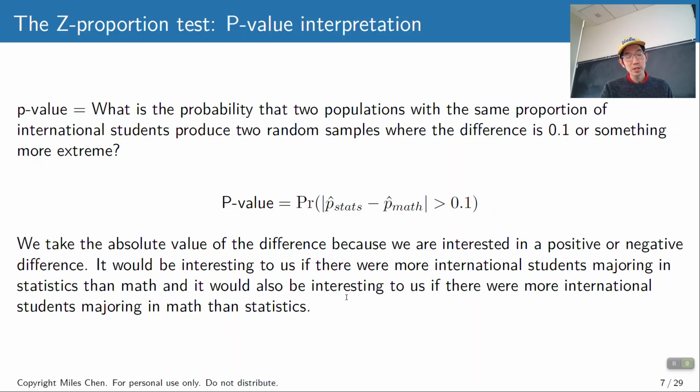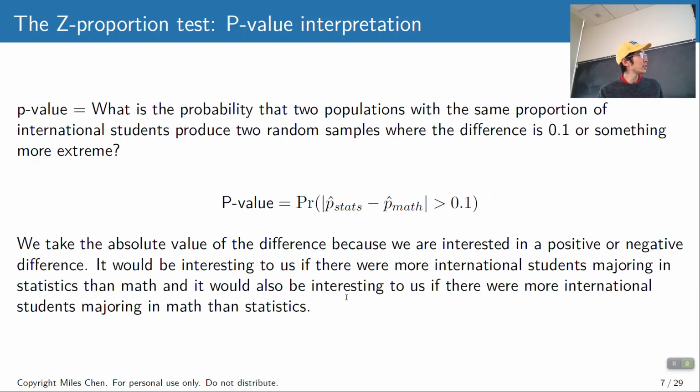So kind of just going through that, we're going to use the results to calculate our p-value. The p-value: if the null hypothesis were true, what's the probability of getting the data that we observed, or something more unusual, right? So what's the probability that two populations that have the same proportion, when you produce random samples, you're going to get a difference of 0.1 or something more extreme.